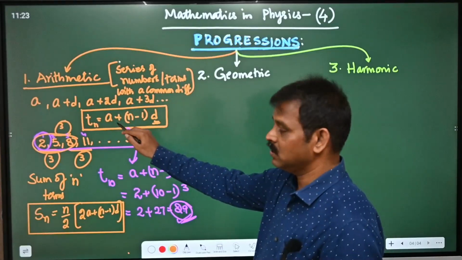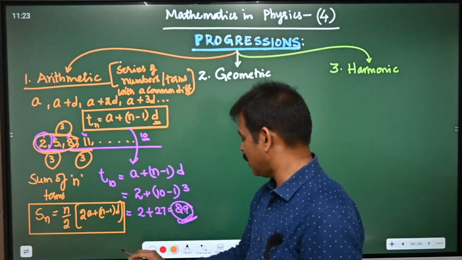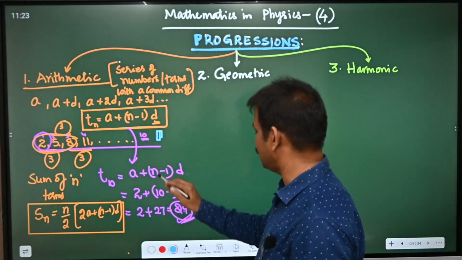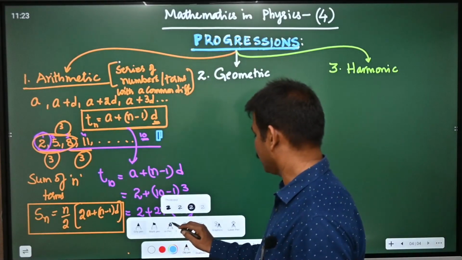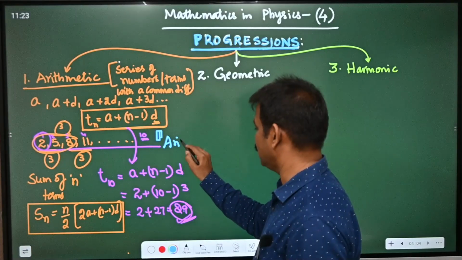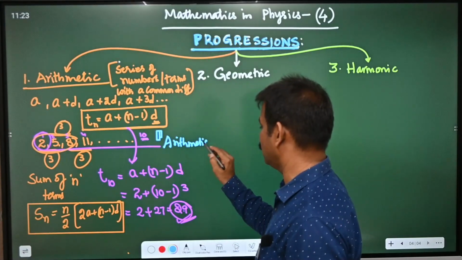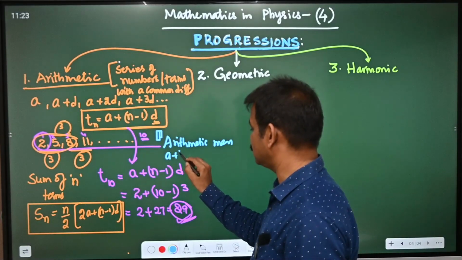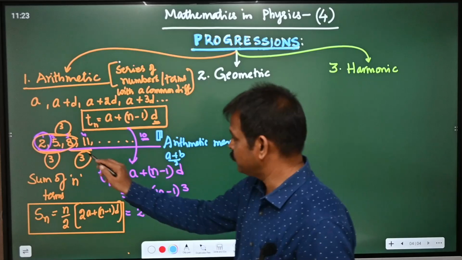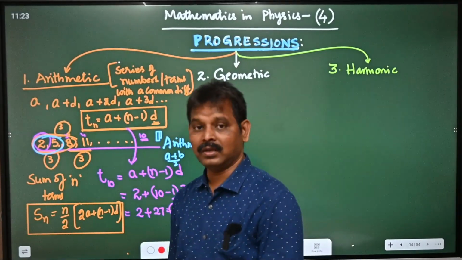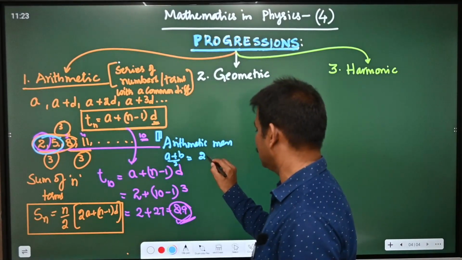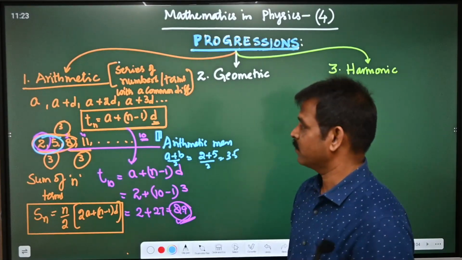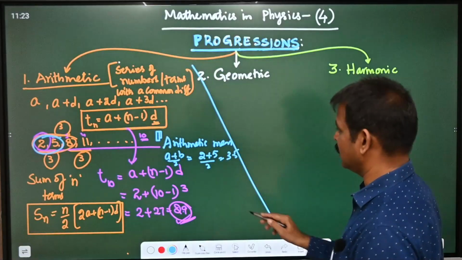First formula is nth term. Second formula is sum of n terms. And the third formula is arithmetic mean of two terms. Arithmetic mean is A plus B by 2. Suppose if you take these two numbers, the arithmetic mean of these two numbers is given by 2 plus 5 by 2, which is equal to 3.5. This is about arithmetic progression.